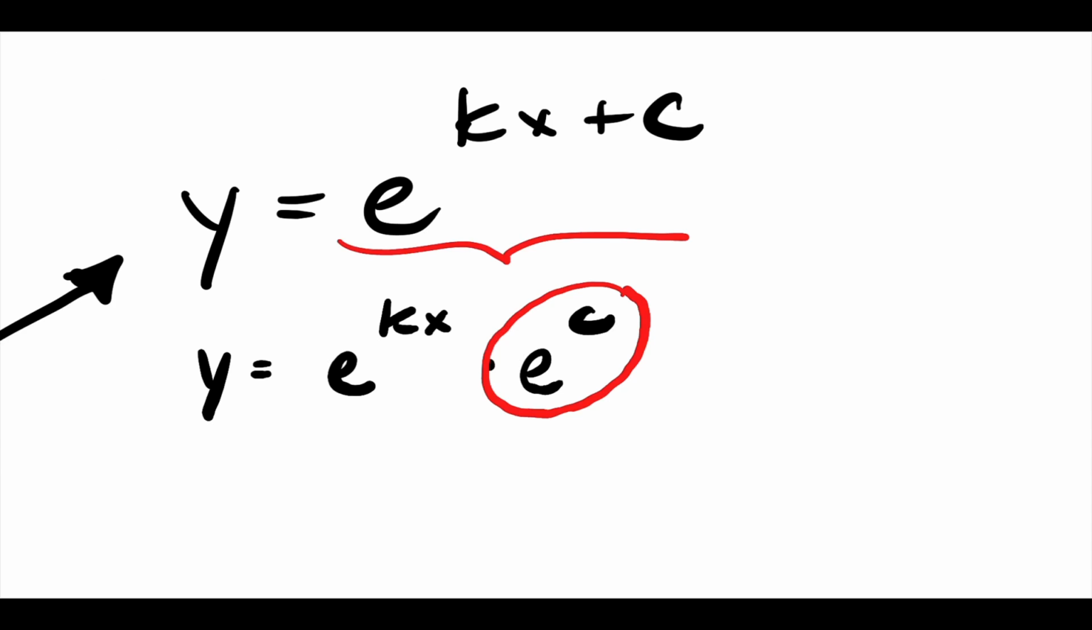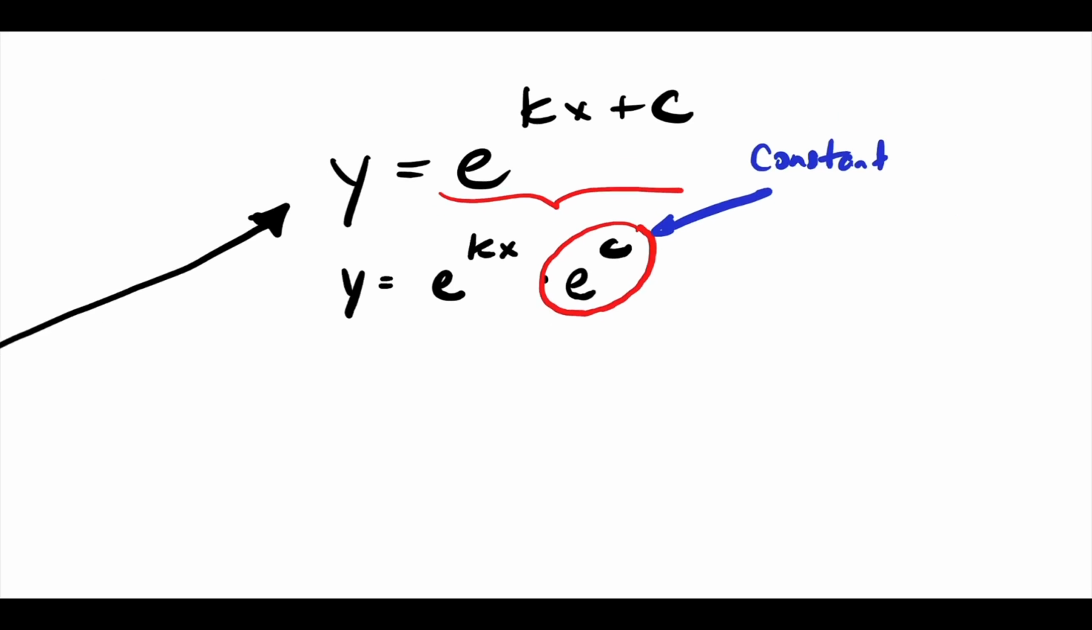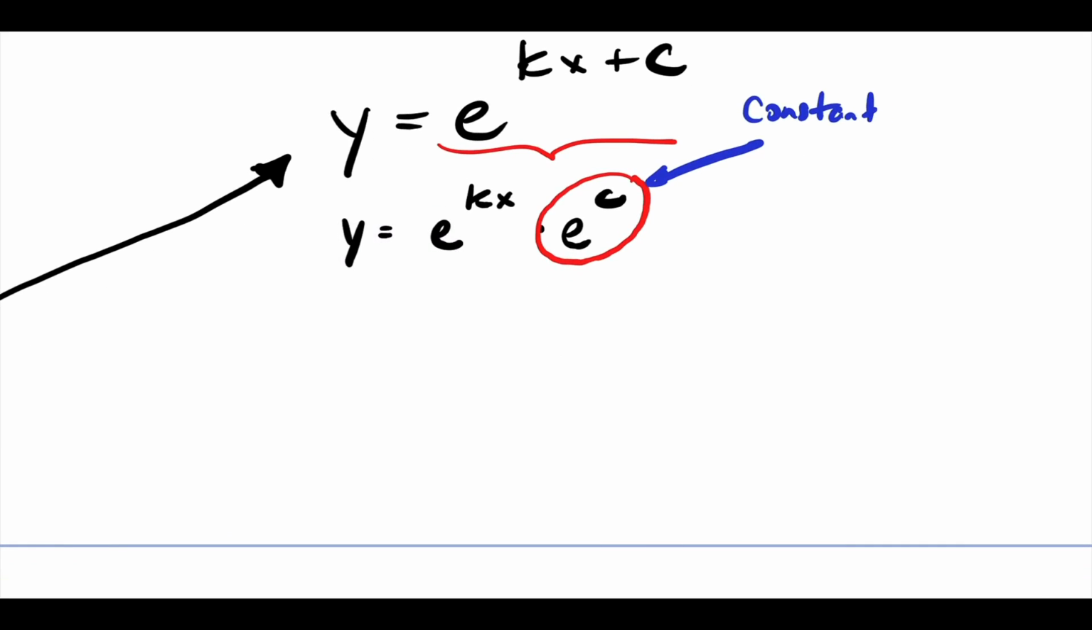So really, e to the c is not a variable. Over here, I have a variable, x. X is a variable. But e to the c is not a variable. It's a number, a constant. So what I'm going to do here is label it a little differently. So this is a constant. I'm going to give this a value. Instead of e to the c, I'm going to call it a.